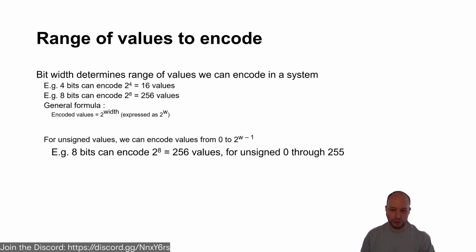So if we don't want to support 0, we can go up to 256, but there will never be a 0 value. I'm noticing on the slide here that the values is 2 to the w minus 1. The minus 1 is actually 2 to the w, minus 1, not part of the exponent, and I'll fix that in the slides in a moment. So sorry for the confusion there.